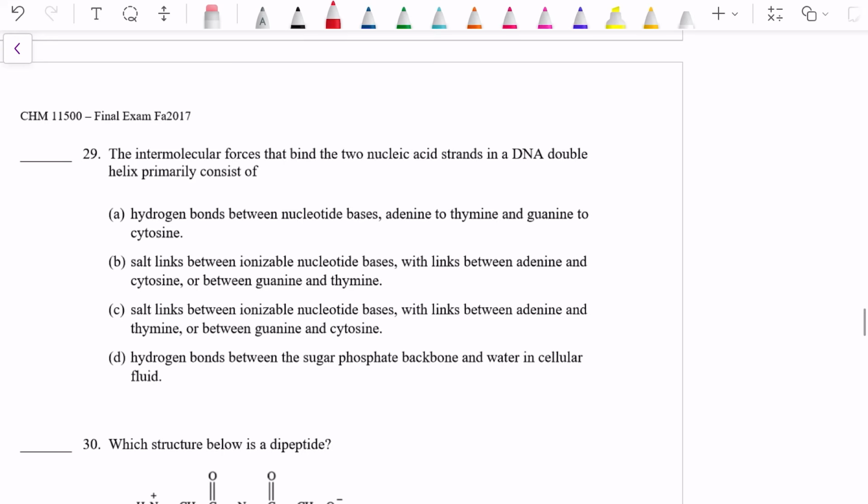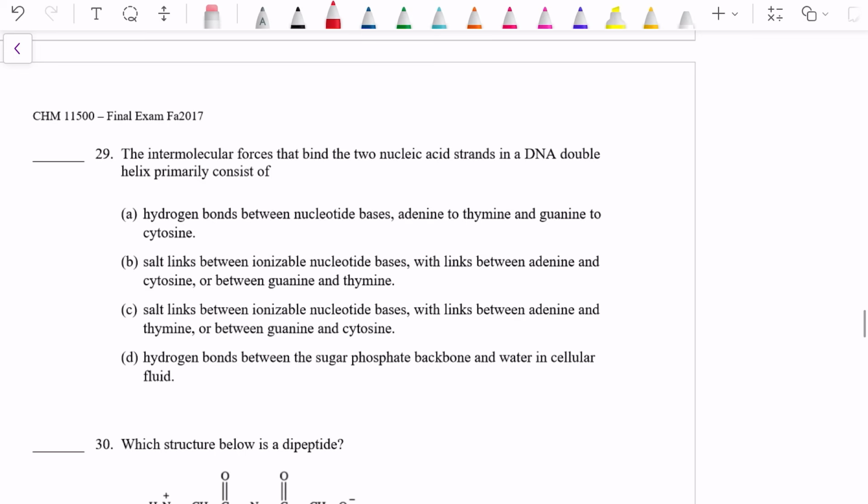29. The intermolecular forces that bind 2 nucleic acid strands in a DNA double helix primarily consist of hydrogen bonds between the nucleotide bases. Oh, actually, there's also D. So I know it's hydrogen bonds. This one's also just a specific knowledge question, but we know it's hydrogen bonds, and they are between the nucleotide bases. So that's going to leave us with the answer choice A. This one's hard for me to explain, so if you just look up the DNA double helix structure, you can fact check that this is true. You can see the diagrams of the hydrogen bonding holding it together.